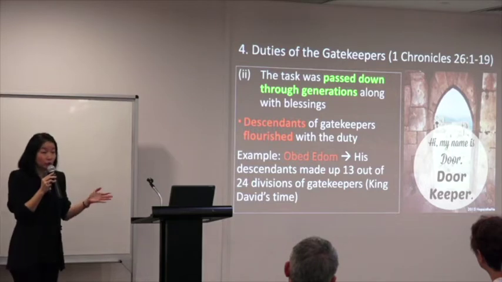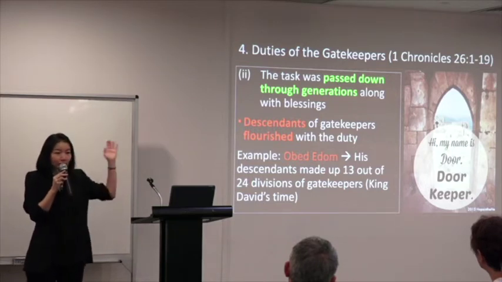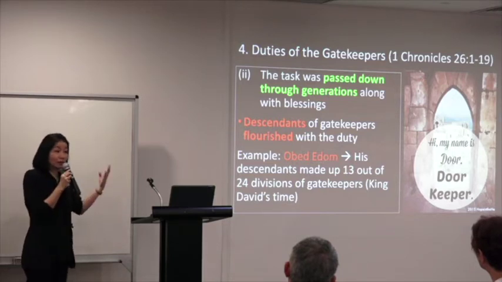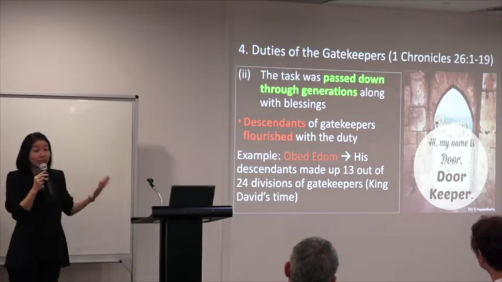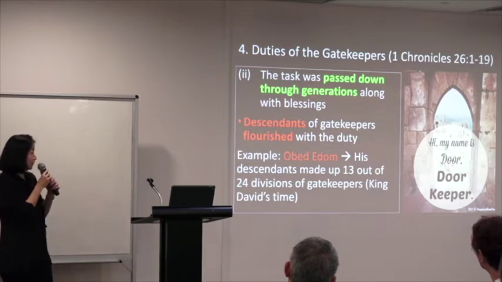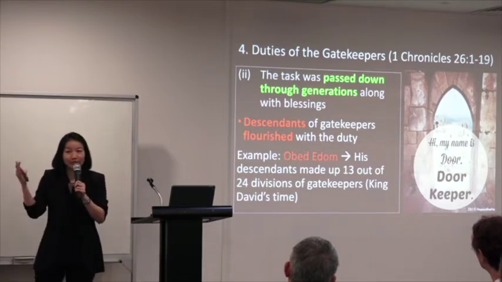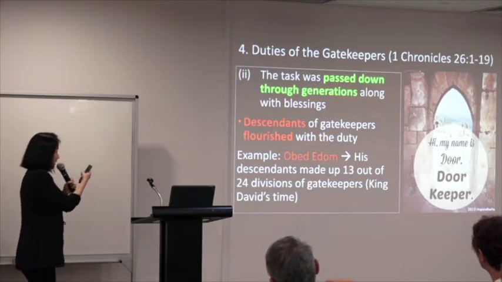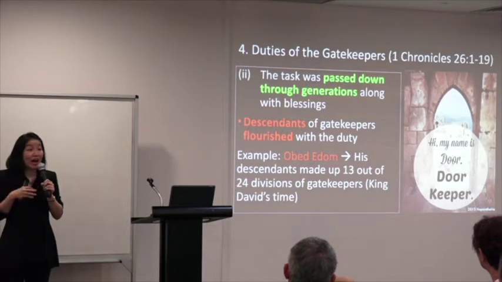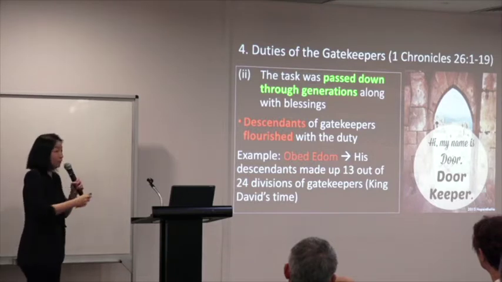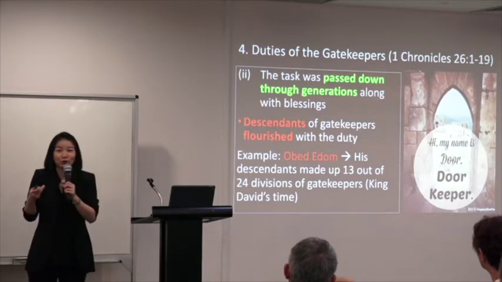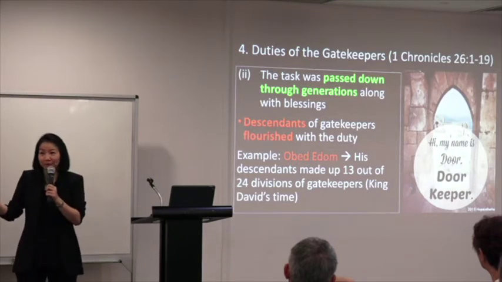Example, Obed-Edom. Who wants to be Obed-Edom? Everyone wants to be Obed-Edom, right? As long as you know who he is. He's the one where the Ark of the Covenant was parked in his house for 3 months and he didn't die, and he flourished. So we want to be Obed-Edom. Do you know, out of the 24 segments or 24 divisions of gatekeepers, his family had more than half of the gatekeepers come from his descendants. How big is this family tree? To occupy half of the role, right?